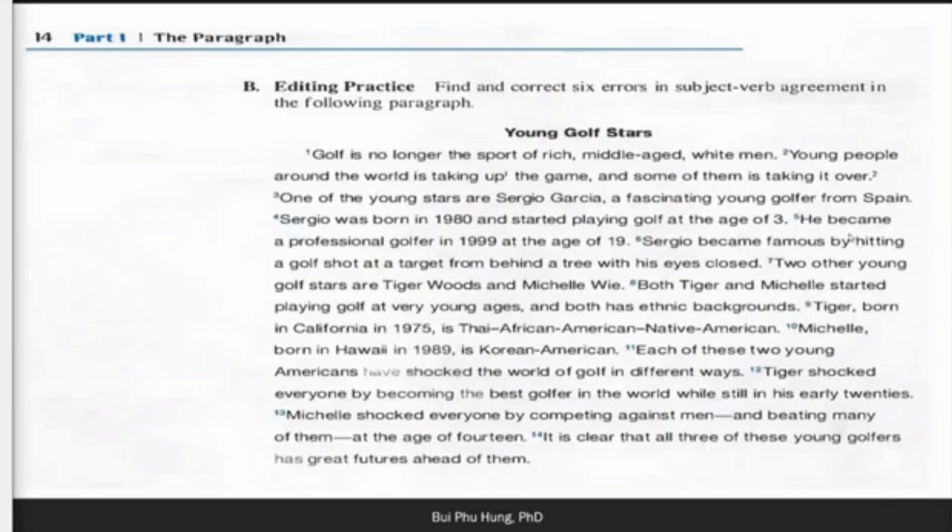Any others? And the other sentence is sentence 14. It is clear that all three of the young doctors have great future ahead of them. Ahead. Ahead of them.